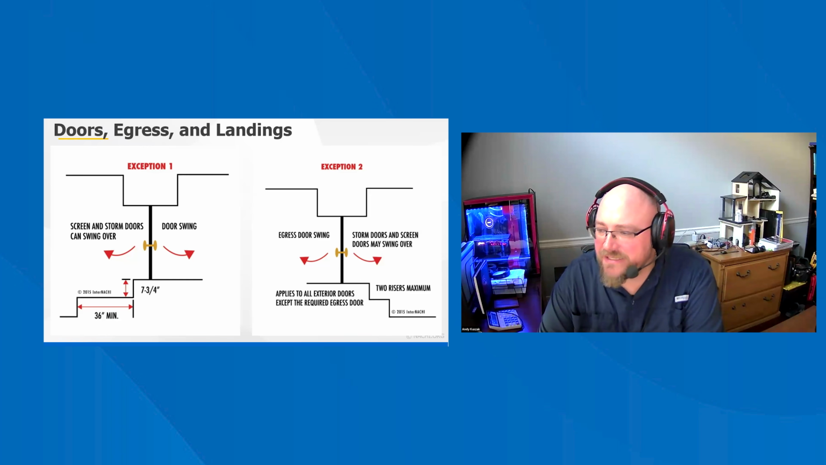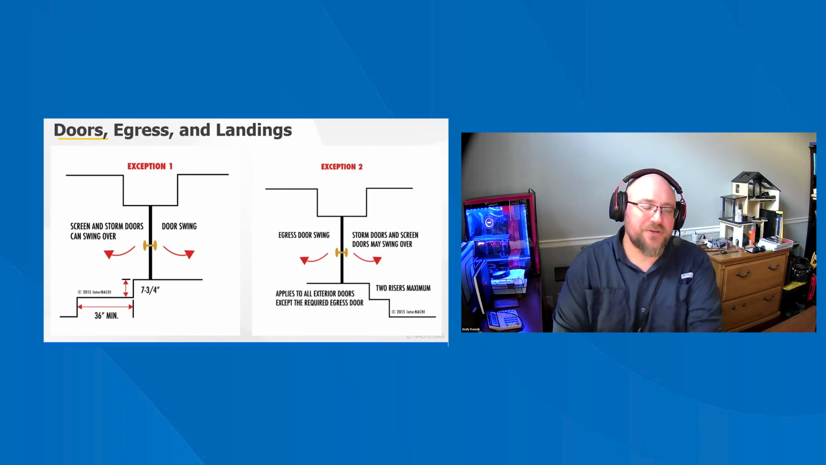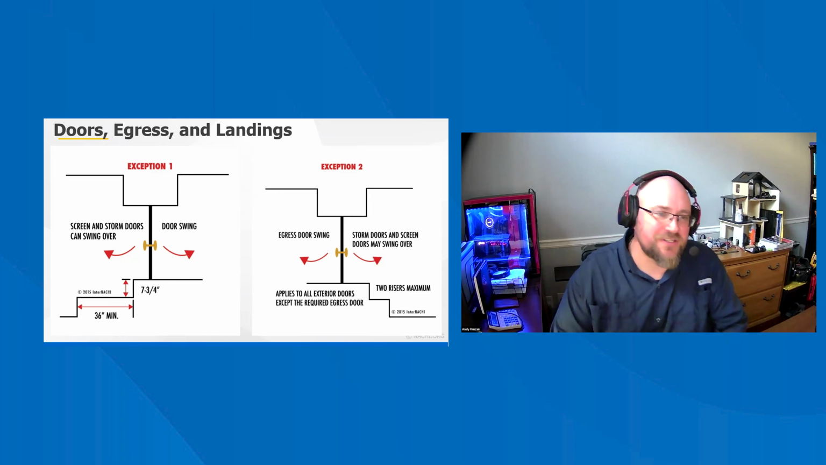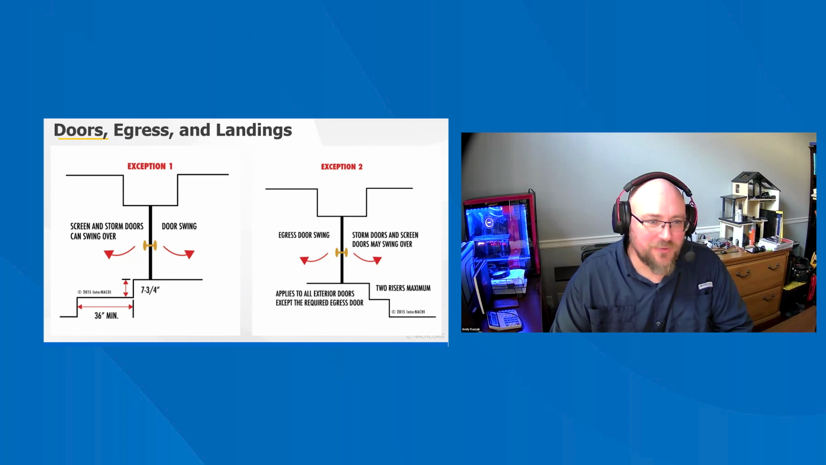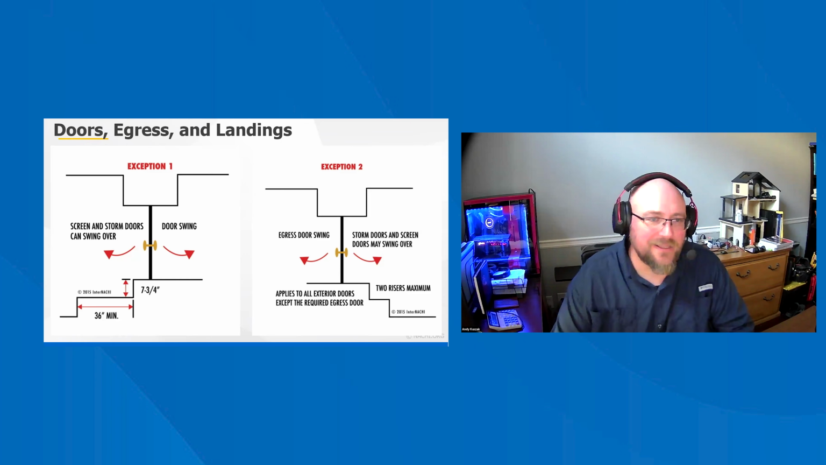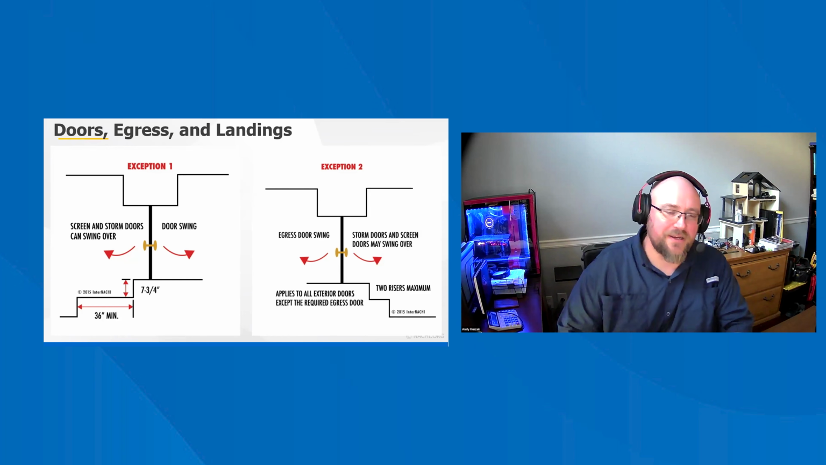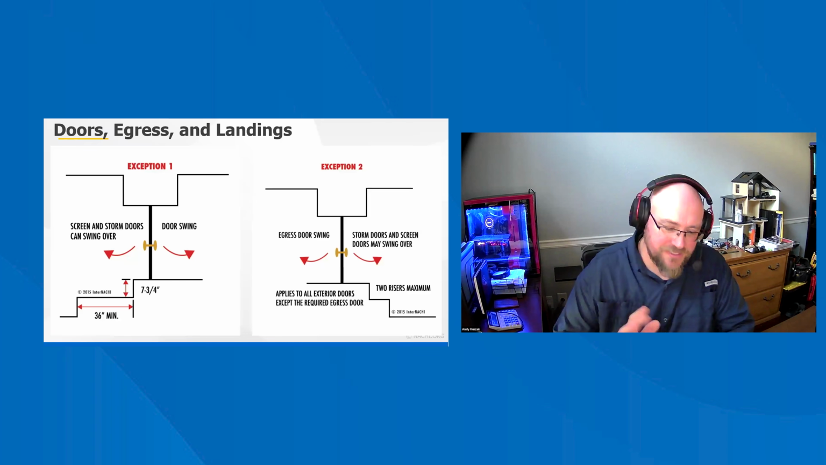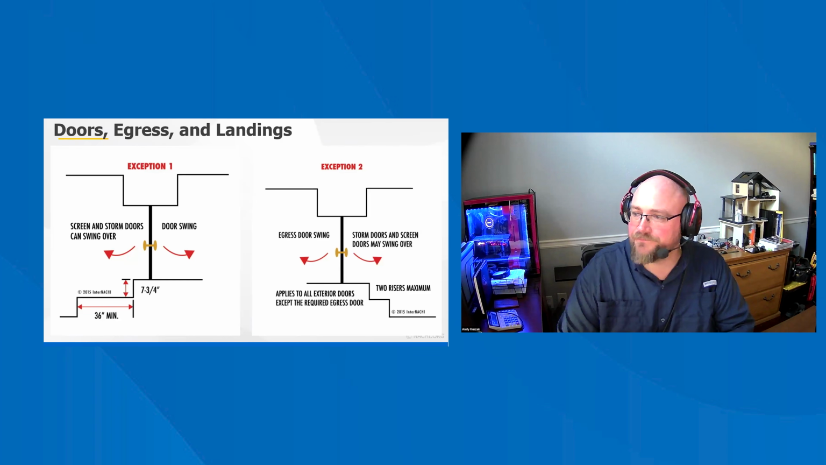Doors, egresses, and landings. Really, when it comes down to it, you should just not have any doors open over a set of stairs. There should always be a landing of some type where the door opens. And if there's not, I put it in the report, recommend to have the door reversed. And if the door can't be reversed, as long as you inform your client that it is non-standard to have the door open over a set of stairs, you've done your due diligence, and it's up to them how they want to handle it.